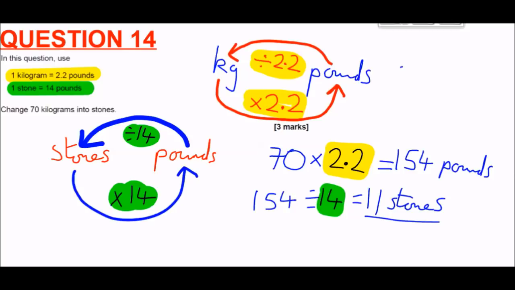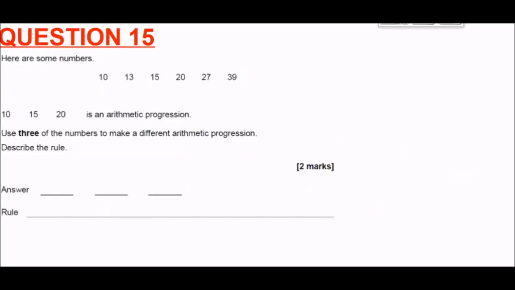Let's have a look at question 15. Question 14 is done now. So number 15, we've got some numbers here. Arithmetic progression, all that means is that the numbers are going up in equal amounts each time, either going up in equal amounts or going down in equal amounts. And so this one, 10, 15 and 20, the numbers are going up equally. They're increasing by 5 each time. The gaps are constant between each number in the sequence.